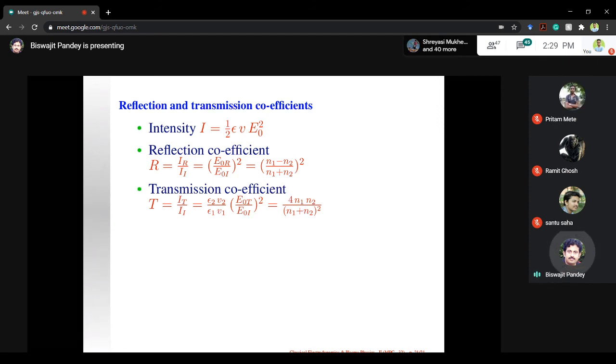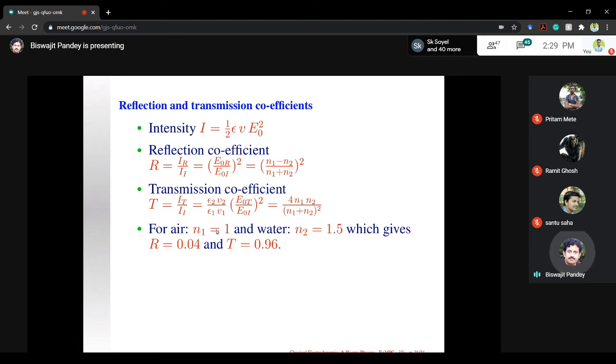Let us take one example here. How much time do we have? Okay, not much, 2 minutes, fine. So suppose we are taking air and water. Air has a refractive index of 1, water has a refractive index of 1.5. If you plug those numbers in here, what is the outcome? It tells us that R will be only 0.04, T will be 0.96, right?